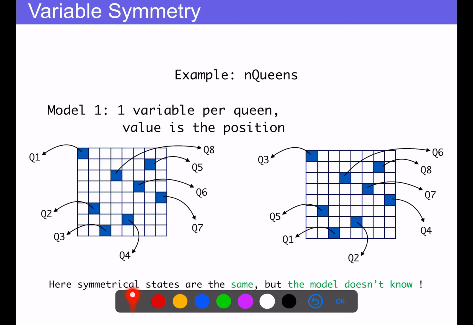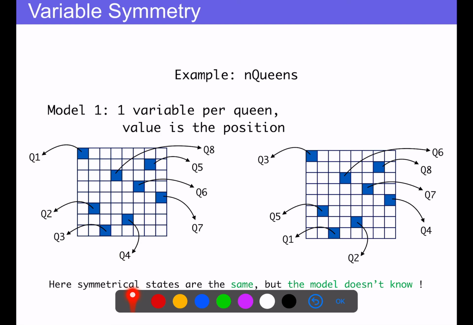Let's consider one example of a variable symmetry. I want to model the n-queens problem here. I have decided to say that this was the queen 1. So there is one variable per queen, and the value is the position. I have the queen 1, then I have the queen 2, queen 3, queen 4, and so on. And so I decide at which place I will place the queen, which cell will contain queen 1, queen 2, queen 4, and so on.